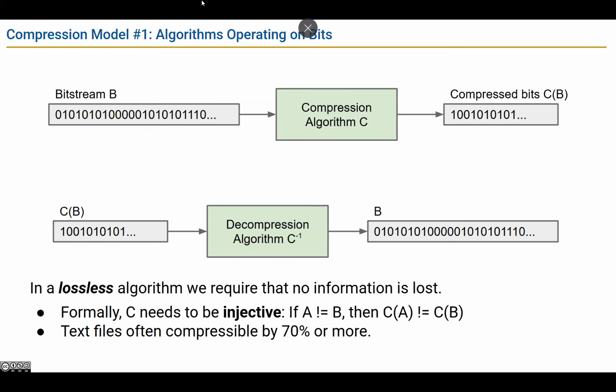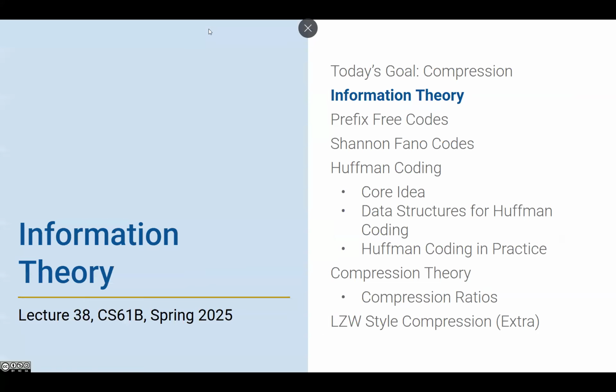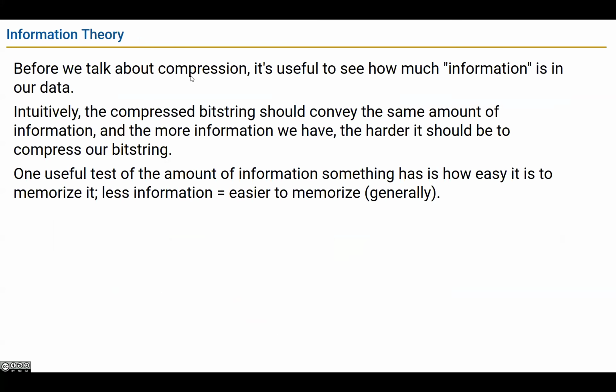So let's take a look at how we can actually do this. Before we talk about how we compress stuff, we should talk first about information theory. Intuitively, when we compress some data, we're not changing the information that's stored there. We're just writing it in a shorter format. In effect, the information that we have should stay the same. And we need to first figure out what we mean by information.